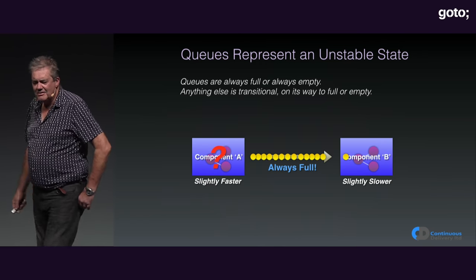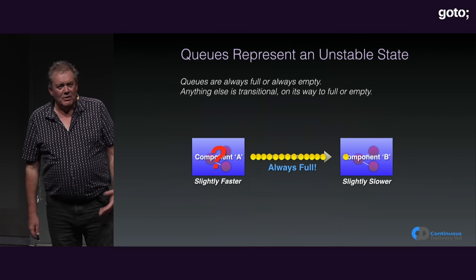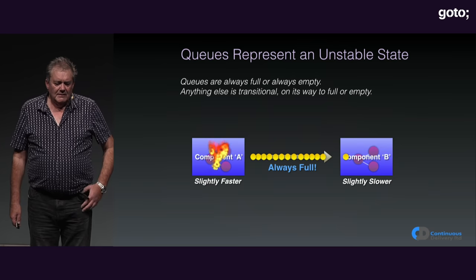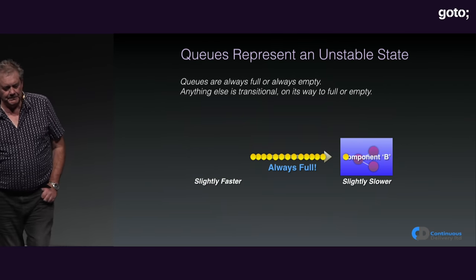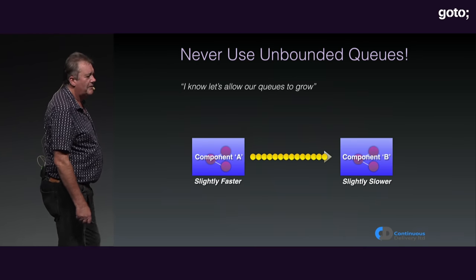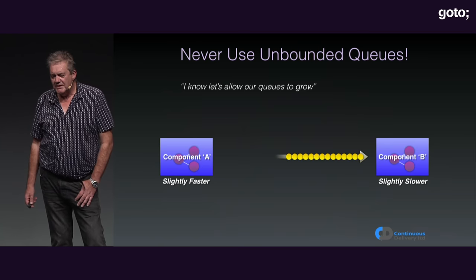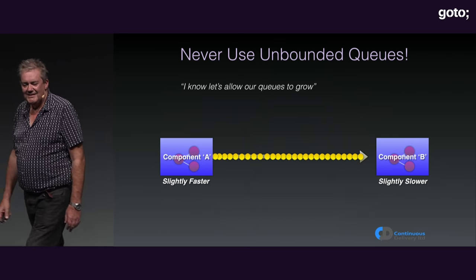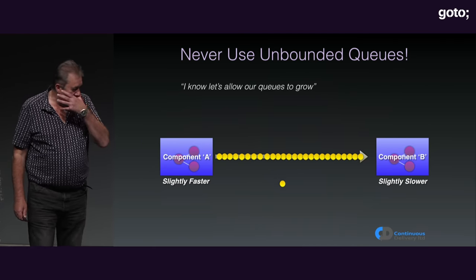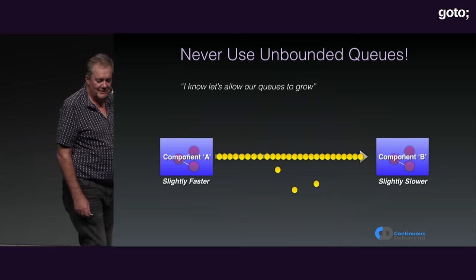And this has catastrophic effects. What does component A do when the queue's full? Usually what we do is fall over. But the first couple of times it falls over, we might start thinking about something else. The usual response is to make the queue bigger. That doesn't work. That just defers the point at which component A blows up and we drop messages on the floor.